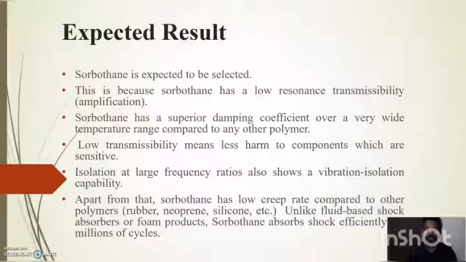First, sorbothane is expected to be selected. Number 2, this is because sorbothane has low resonance transmissibility amplification. Third, sorbothane has a superior damping coefficient over a very high temperature range compared to any other polymer. Number 4, low transmissibility means less harm to components which are sensitive. The fifth, isolation at large frequency ratios also shows a vibration isolation capability.